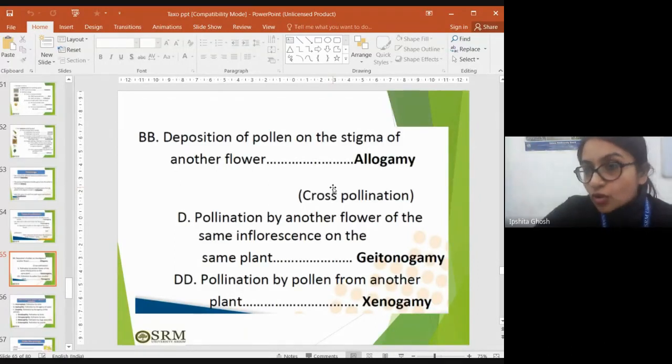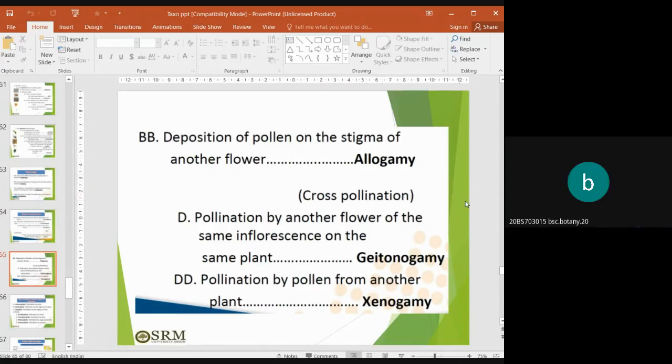So, we now know different, new terms for self-pollination and cross-pollination. It can be autogamy or self-pollination, and allogamy or cross-pollination. Okay, is it clear? Yes, ma'am.